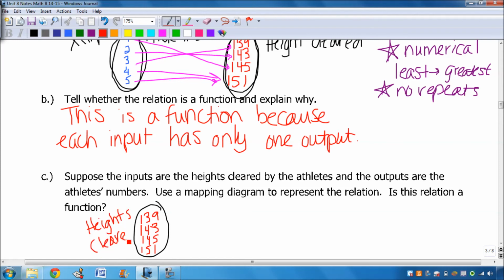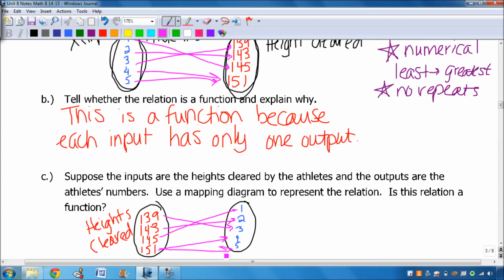Okay, and then afterwards our outputs are the opposite, and they are 1, 2, 3, 4, 5, okay? So the height of 139 gets matched to 3. All right, so we're going to draw an arrow from 139 to 3. The height of 143 gets matched to 2. The height of 145 gets matched to 1. And the height of 151 gets matched to 4 and 5.